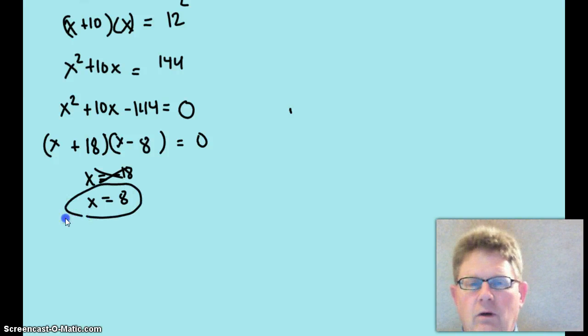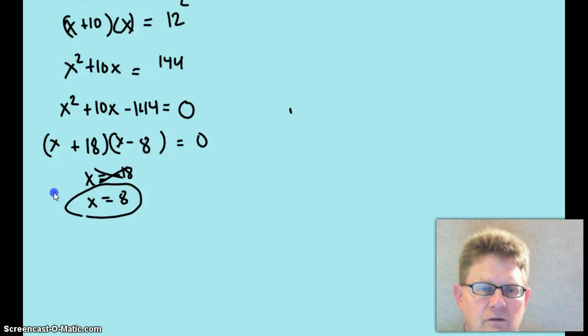Alright, there's some examples about working with segments and circles. This will conclude lesson 10.6 on geometry, segments, and circles.